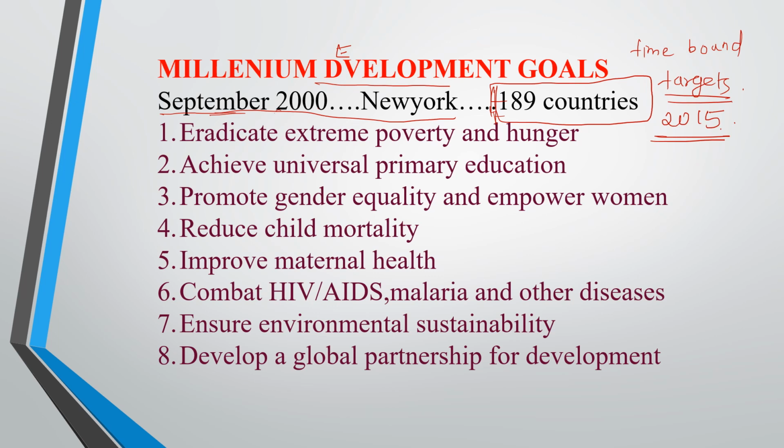The 8 goals are: eradicate extreme poverty and hunger, achieve universal primary education, promote gender equality and empower women, reduce child mortality, improve maternal health, combat HIV, AIDS, malaria and other diseases, ensure environmental sustainability, and develop a global partnership for development. These are the 8 Millennium Development Goals. Try to learn these 8 goals by heart. Don't go into details.